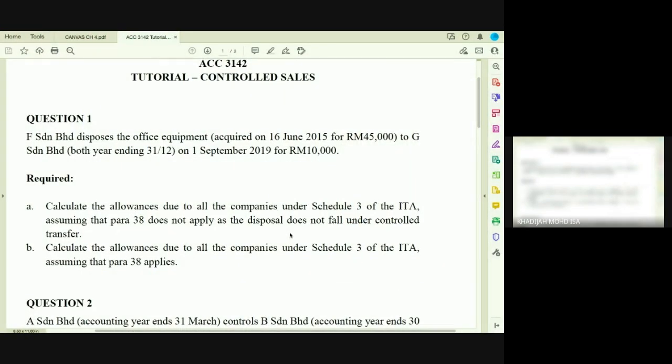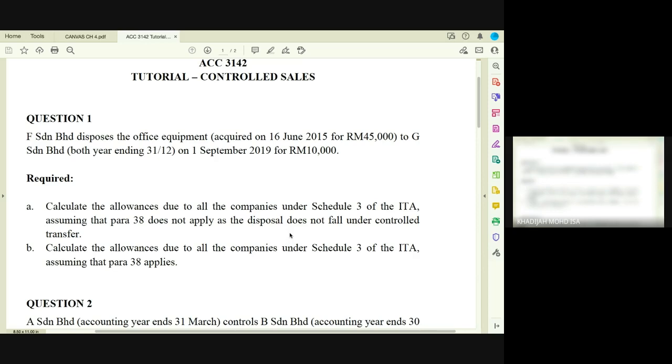Again, upon control transfer, there are two parties. One is the disposer, the other one is the acquirer. All right, the disposer will claim the allowance from the date of acquisition until the year before the disposal. All right, in the year of disposal, there's no claim by the disposer, and that year will be claimed by the acquirer. Right.